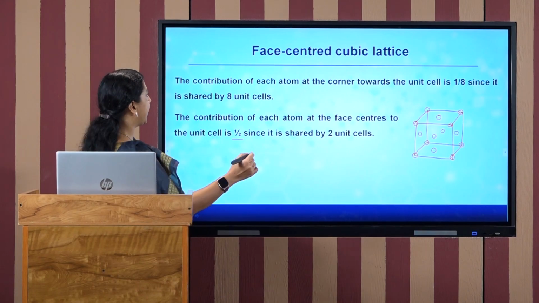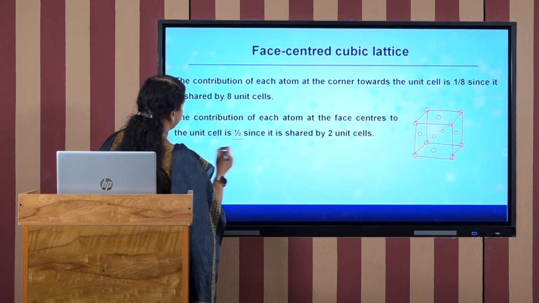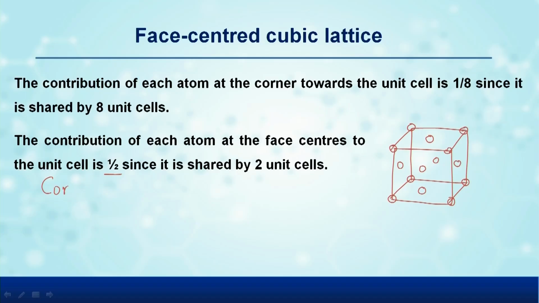So, now let us calculate the number of atoms per unit cell. Okay. So, when the atoms are present at the corners, what will be the contribution by 8 atoms at the 8 corners? Contribution by 8 atoms can be calculated as 8 into 1 by 8, since each atom contributes 1 by 8. So, that is equal to 1.